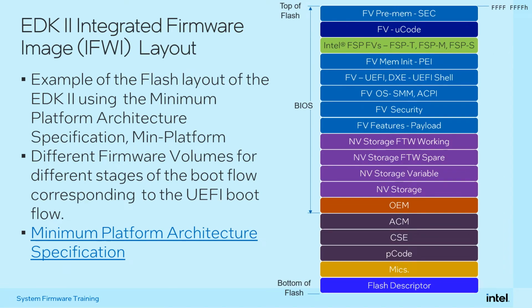Shown here is an example of the EDK2 integrated firmware image, IFWI, layout. This example follows the Minimum Platform Architecture specification using different UEFI firmware volumes for the progress of the bootloader boot flow. FSP is shown as 3 firmware volumes according to the current FSP 2.3 spec. Also notice that many firmware volumes are part of the IFWI as well as areas that are not UEFI firmware volumes. For example, the flash descriptor is not a UEFI firmware volume.